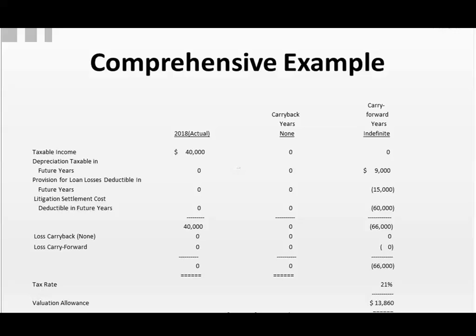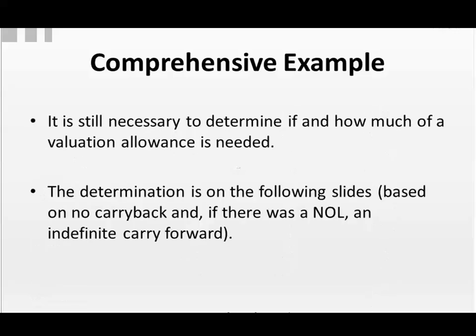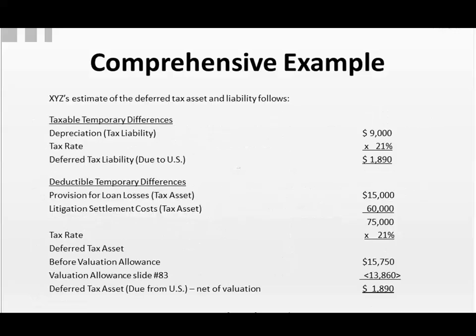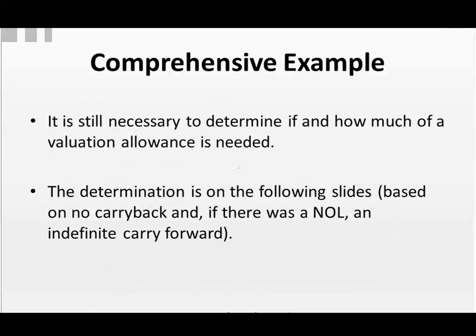And that's how we got the valuation allowance of $13,860. Everybody with me? Which is very interesting. It reduced the deferred tax asset net to $1,890, which equals the $1,890 deferred tax liability, which is not a surprise. Okay?